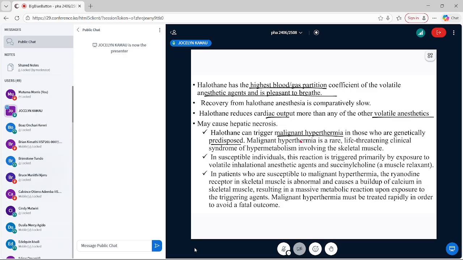So one of the disadvantages of halothane is malignant hyperthermia in those who are genetically predisposed, and you will not know who is predisposed. Malignant hyperthermia is rare, just as we discussed chloramphenicol aplastic anemia, yes, it is rare. Unfortunately, it is a life-threatening clinical syndrome of hypermetabolism involving the skeletal muscle, which releases calcium ions. I think you are going to do a lot of that in pharmacology, but I just mentioned it so that when you come to pharmacology, you will do the other details.